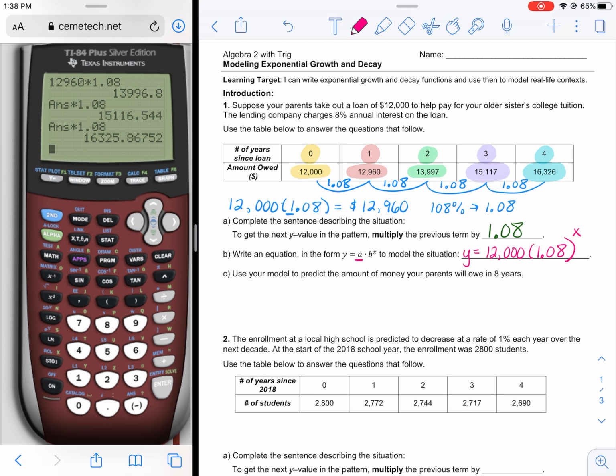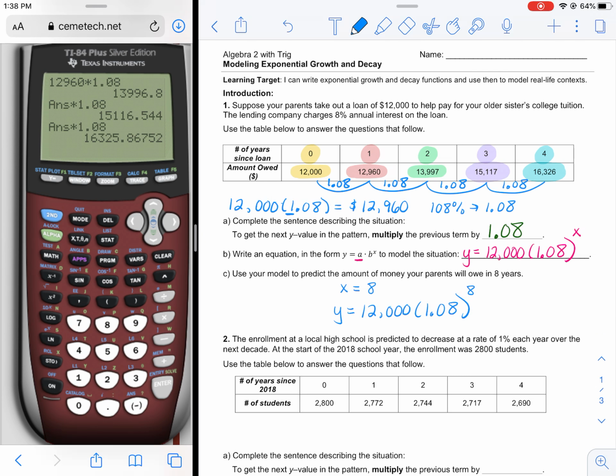Okay, so x is really representing the number of years. So the next question: use your model to predict the amount of money your parents will owe in 8 years. So now x is the number of years, so x equals 8. We're going to use our model from part B, y equals 12,000 times 1.08 to the 8th power.